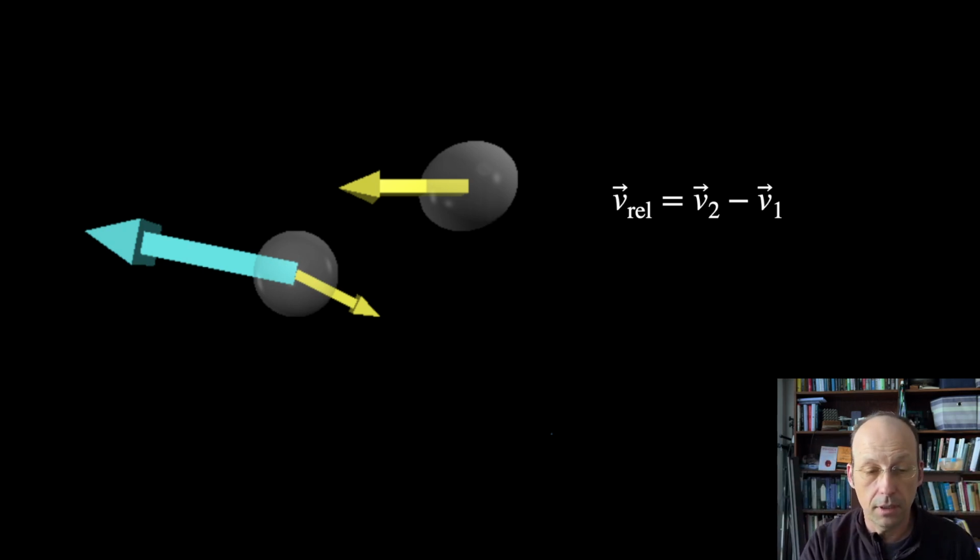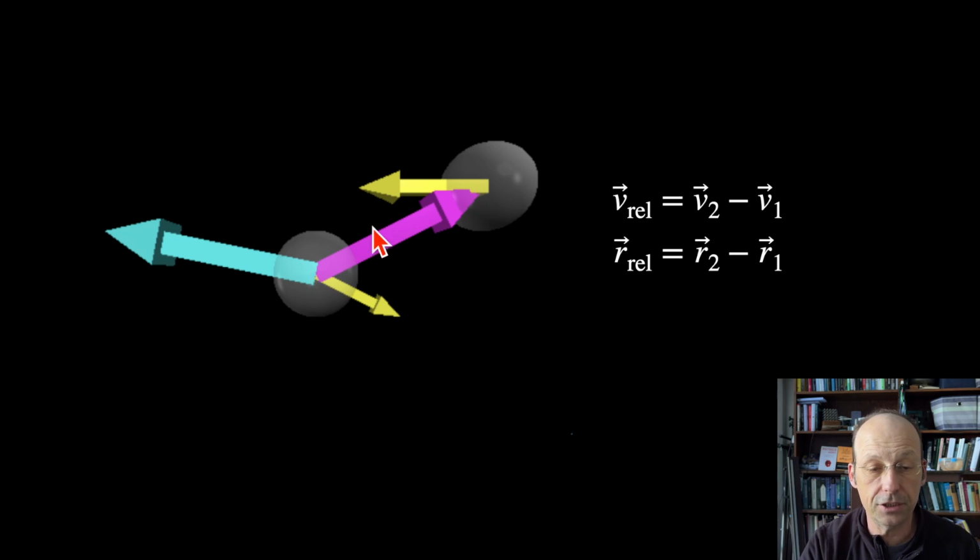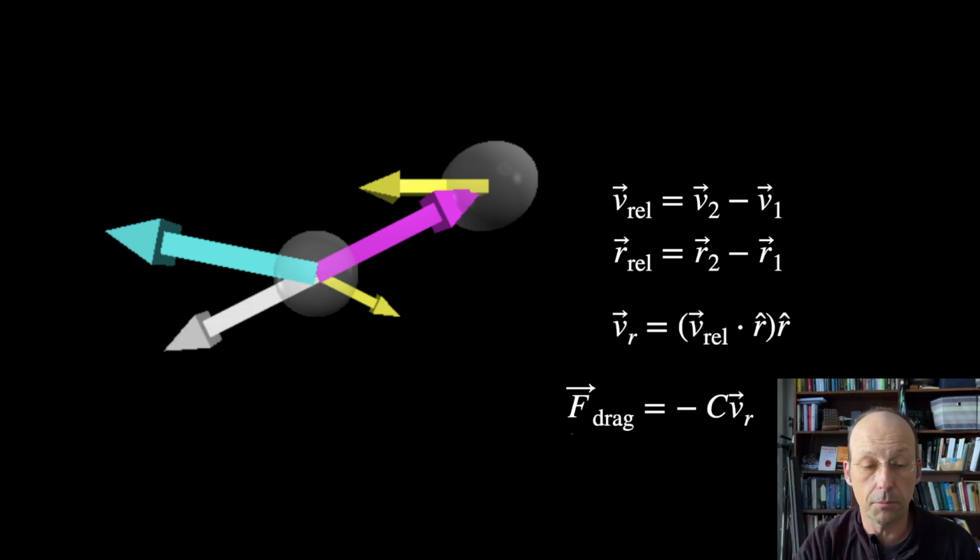That's important. This is their relative position. And those are pretty easy to calculate, right? V2 minus V1 is relative velocity. R2 minus R1 is the relative position. I want the velocity relative to each other along this direction, the component of this velocity in the direction of R, right? I only want to damp this motion towards or away from each other, not rotational motion. So I can calculate that.